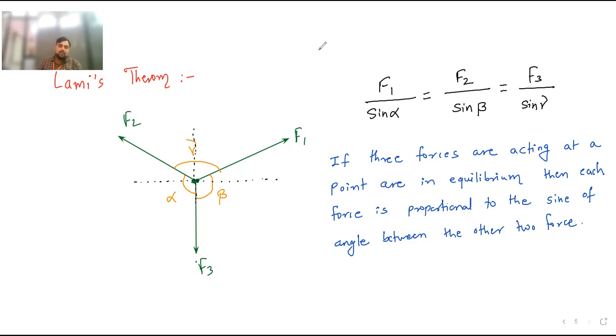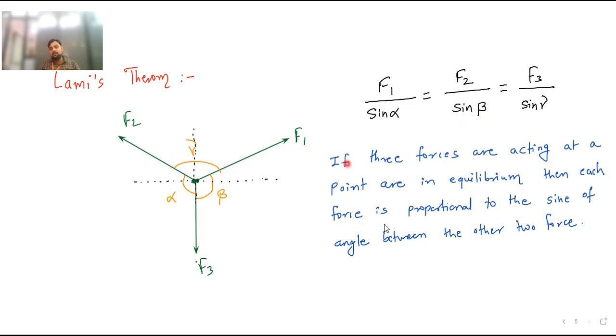So here also you can see F1 upon the sine of the angle between the other two forces, F2 and F3, and the angle between them is alpha. So that angle we are taking. These alpha, beta and gamma are the angles between the forces. These are the angles subtended between the forces which are acting at the point. Alpha, beta and gamma are not the angles with horizontal or vertical. These are not the angles with the x-axis or y-axis. Okay, you have to remember this point.